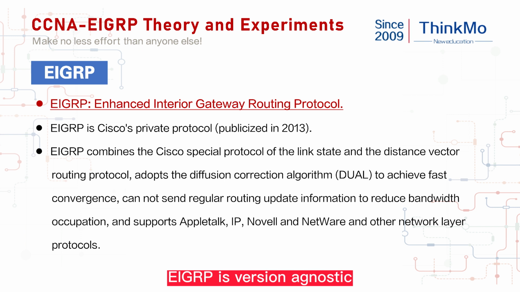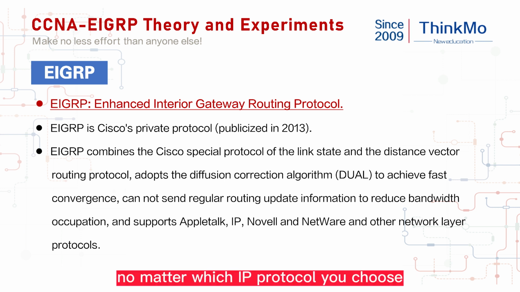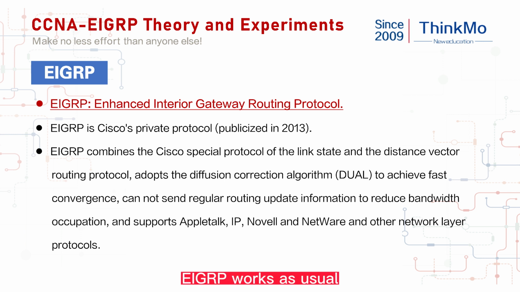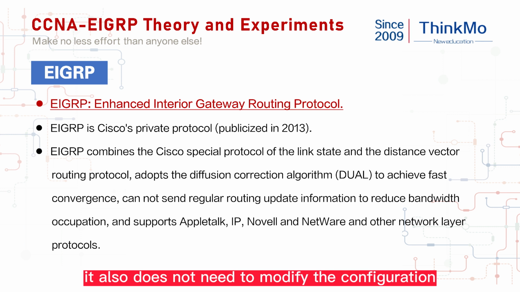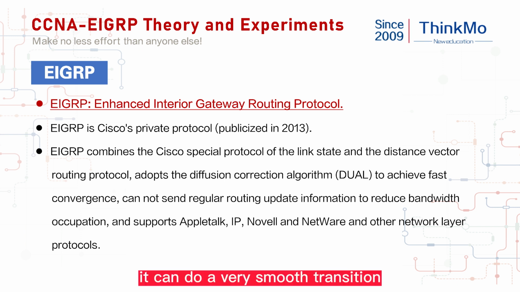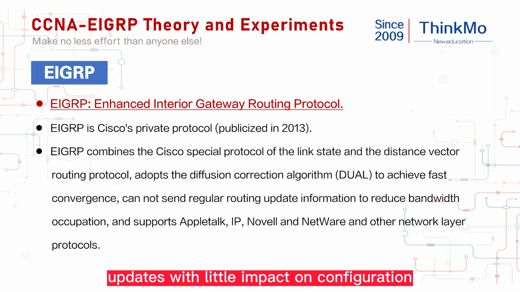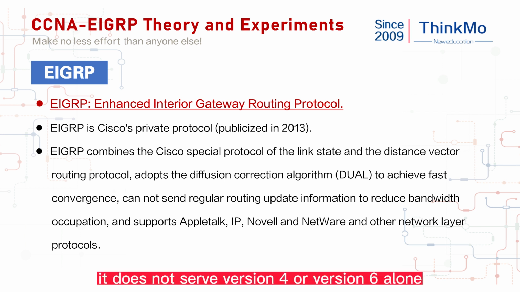EIGRP is version agnostic. That is, whether it is the current version 4 or the future version 6, no matter which IP protocol you choose, EIGRP works as usual. It also does not need to modify the configuration. It is unversioned, so in the future if there is a transition, it can do a very smooth transition and updates with little impact on configuration. It does not serve version 4 or version 6 alone.